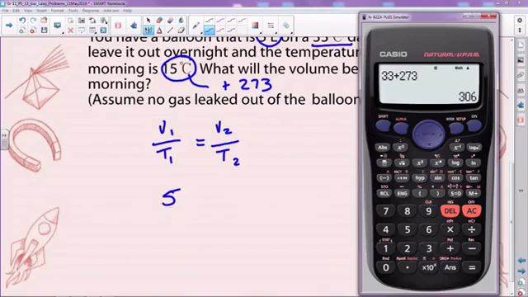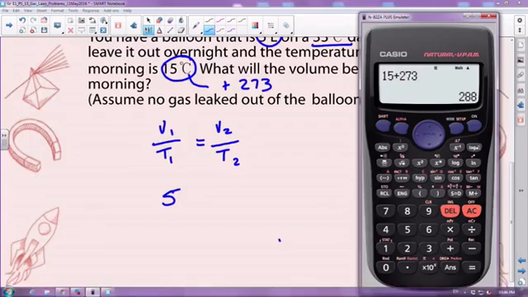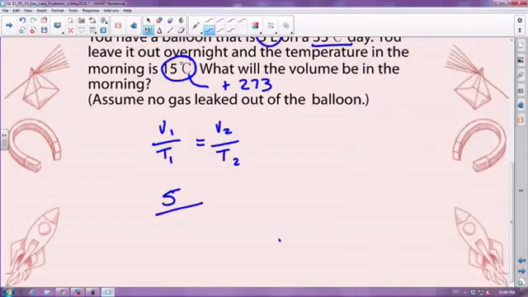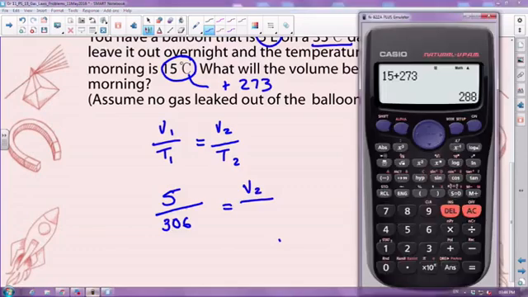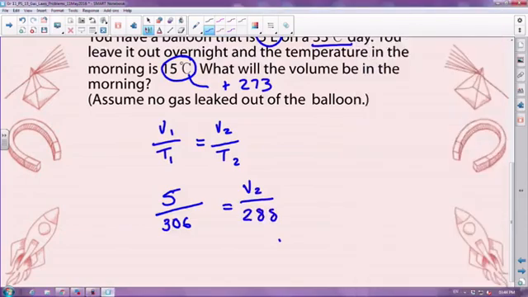I'm going to get 306 for my first one. And 15 and 273, I'm going to get 288. So my first volume, or my first temperature, should I say, is going to be 306. And my volume 2 is unknown. My second temperature, what did we say it was? 288. So my second temperature is 288.